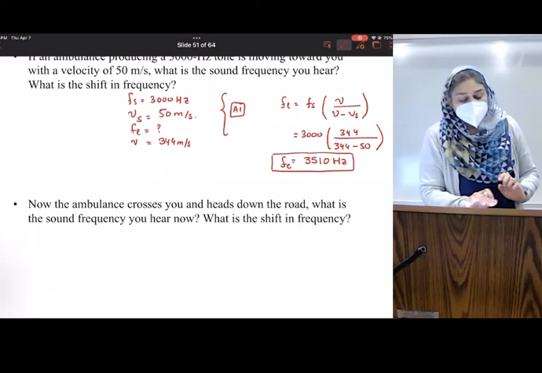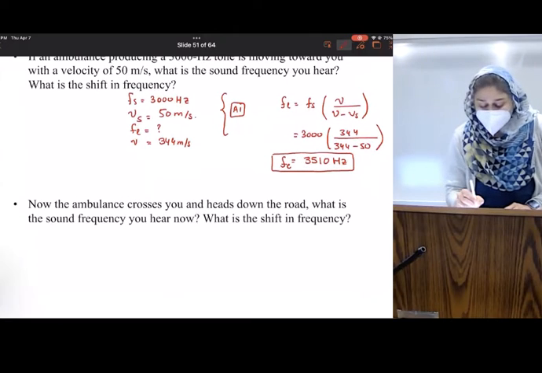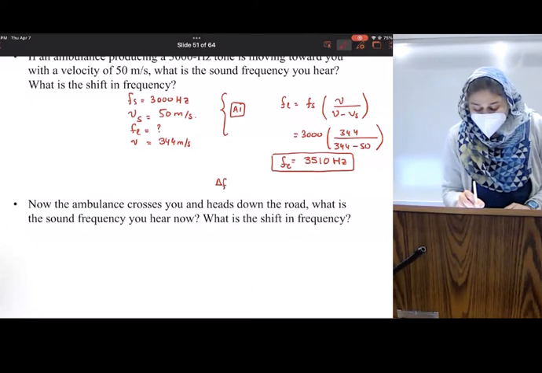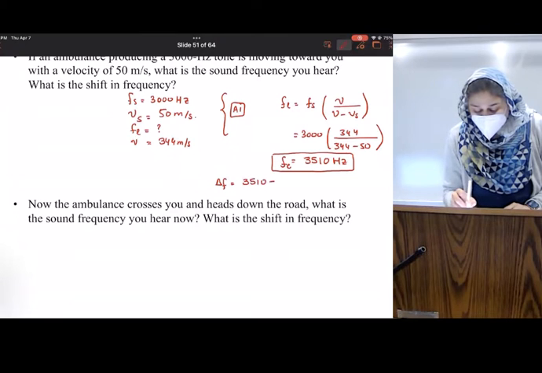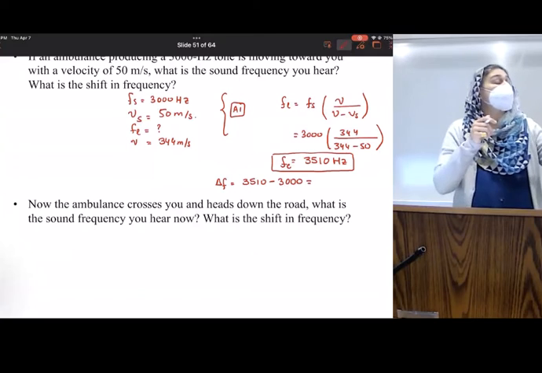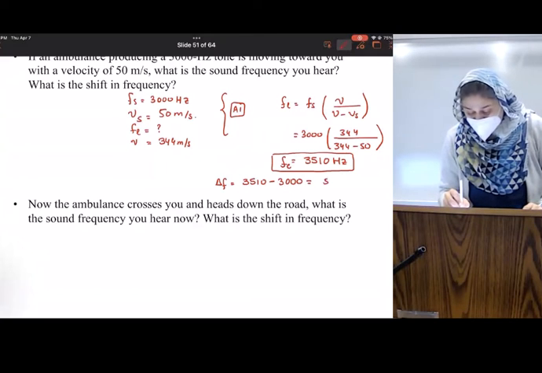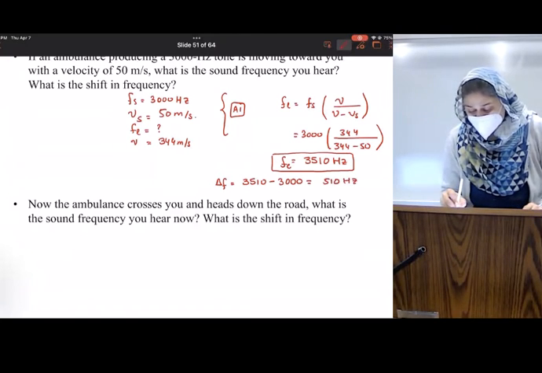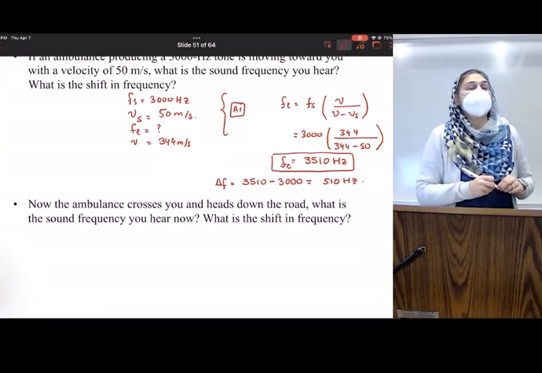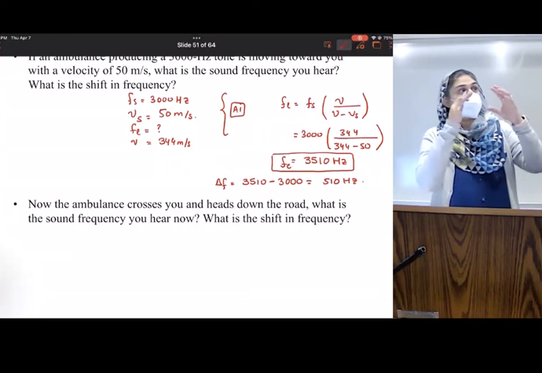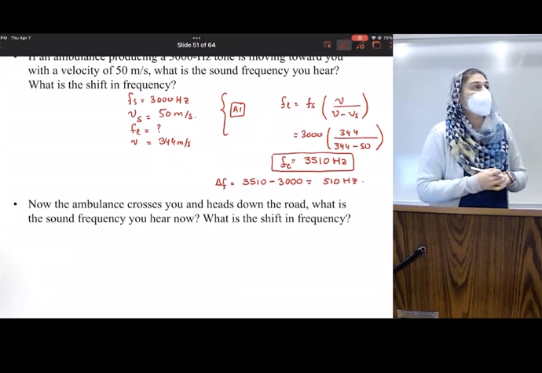And then it asks me, what is a shift in the frequency? So that will be my delta F. What was it? 3,510 minus 3,000. That's the shift. And it is 510 hertz. So anytime it asks you for a shift, just do that.